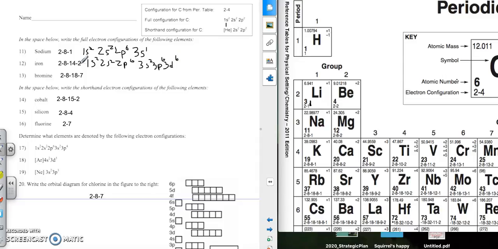Now, there's 2 electrons in the fourth energy level, so we're going to start by writing the 4, and then because there's 2 electrons, they're going to go in the lowest sublevel possible. So both of those last 2 electrons are going to go into the 4s.